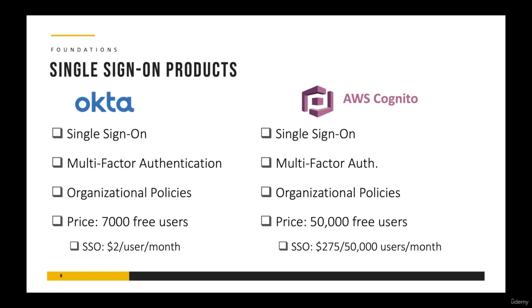For example, for Okta, the first 7,000 users are free, and then the single sign-on service costs $2 per user per month. With Cognito, we get up to 50,000 free users, so that's substantially more than Okta. And then the single sign-on cost is $275 for every 50,000 additional users per month. Both are well-known and stable solutions, and which one to prefer actually depends on the context of your organization and business products.